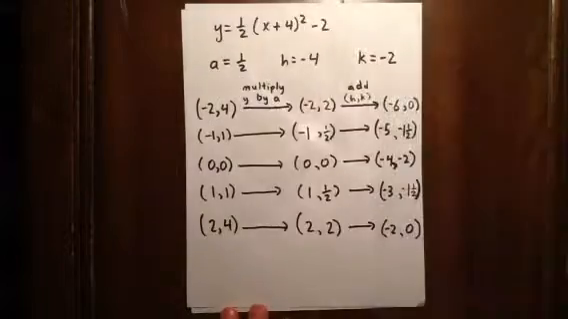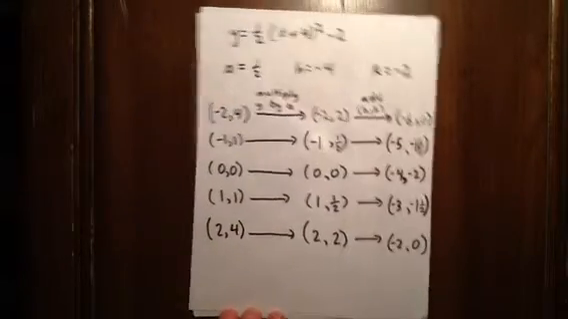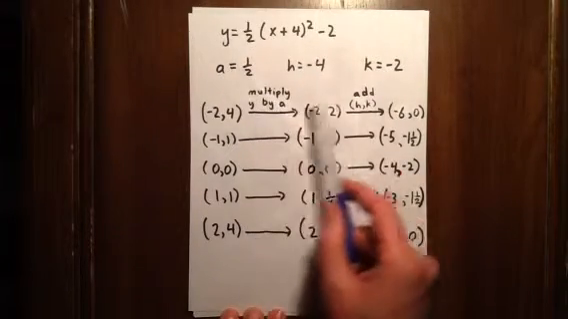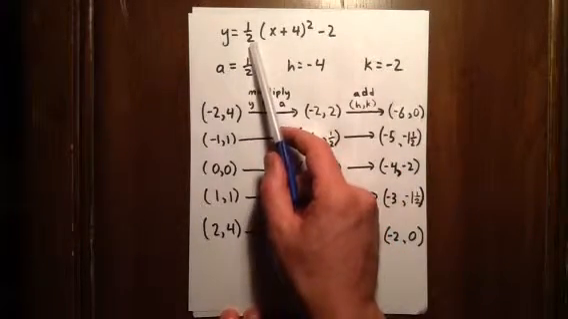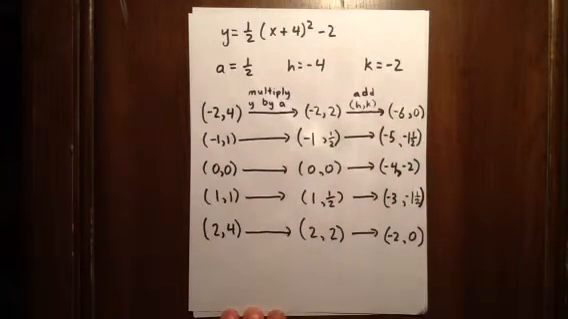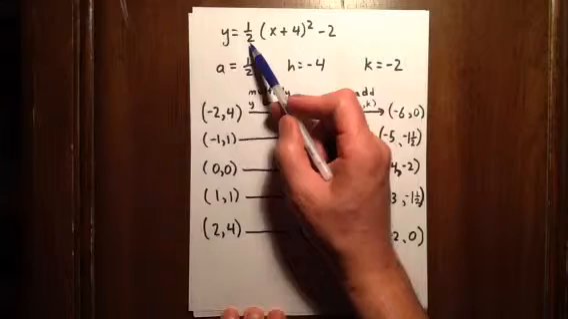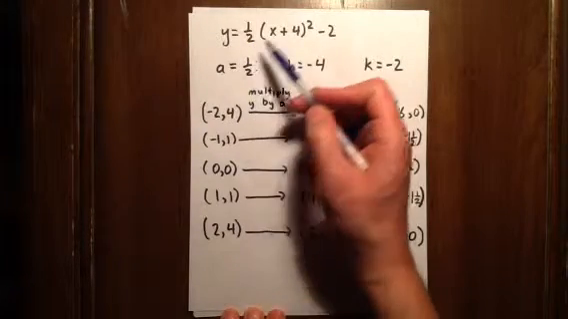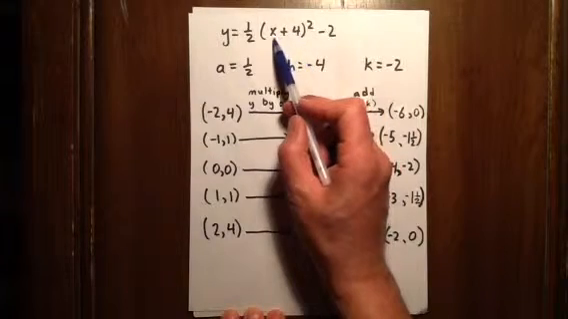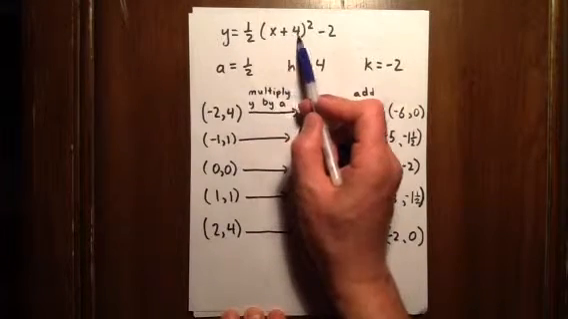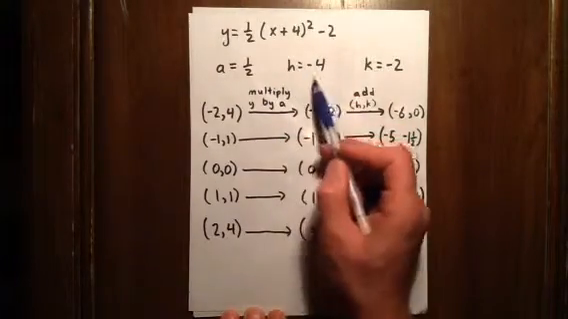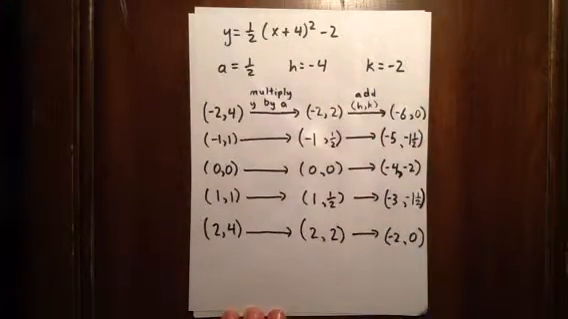Alright, well that's useful information because we can now determine our a, h, and k values. A is 1/2, h is -4, and k is -2. Remember, a is this value. Now, we always put in the bracket x minus h. So x plus 4 is like saying x minus -4. So the h value is -4. And finally the k value is -2.